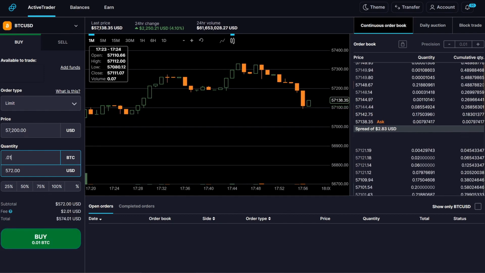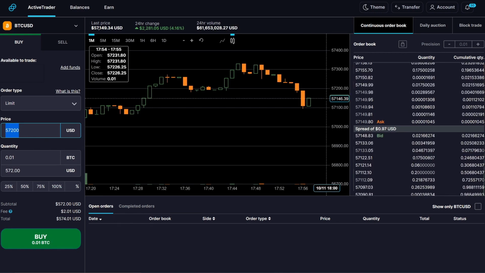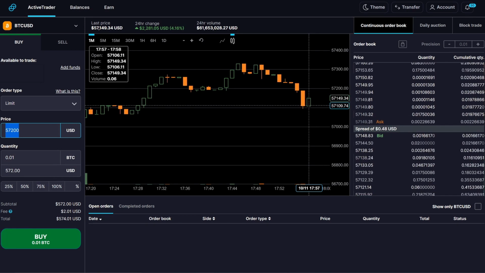So say I only have $575. That's where this comes in handy, because now I'm going to get filled for this price if it goes down to this price. And then I could hit buy. And then that order, I'm not going to, but that order will then be placed. And then as soon as it hits that price or better, it will then fill.